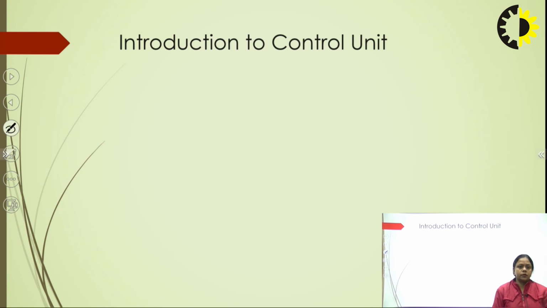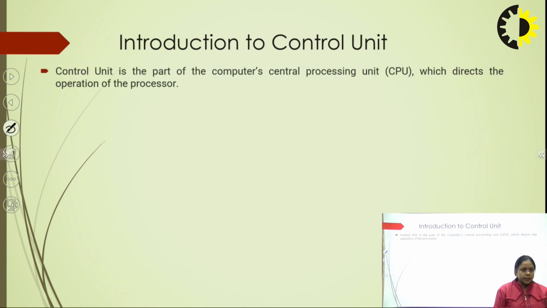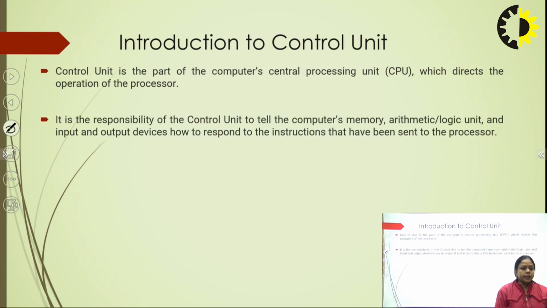Introduction to control unit. Firstly, we understand what a control unit is. Control unit is a part of our central processing unit which controls the overall operation of the CPU. It directs the operation of the processor. It is the responsibility of the control unit to tell the computer's memory, arithmetic logical unit and input-output devices how to respond to the instructions that have been sent to the processor.